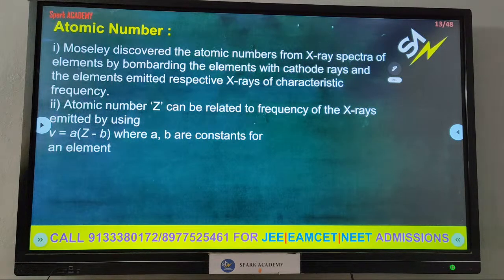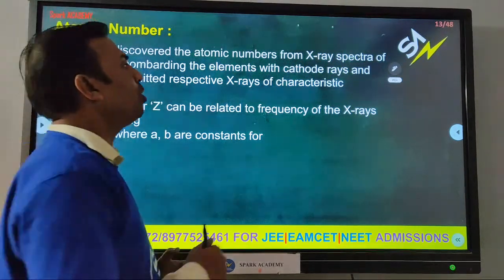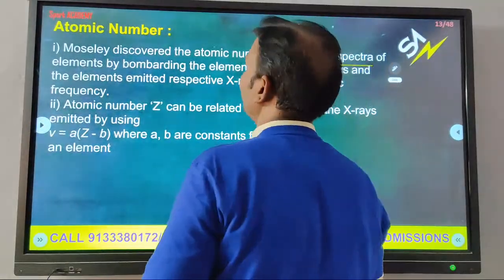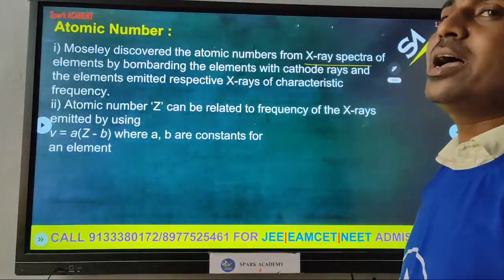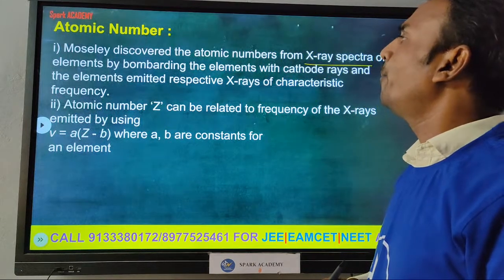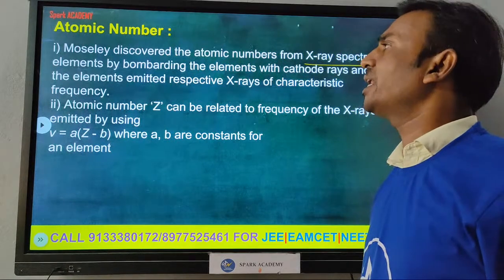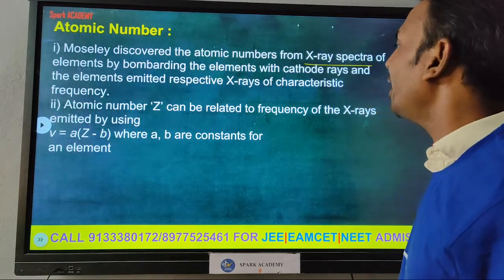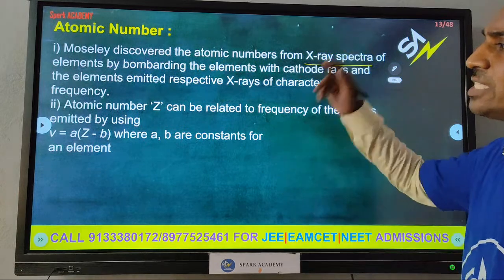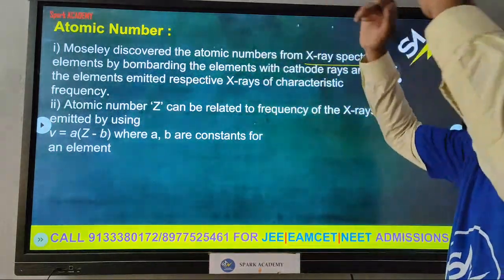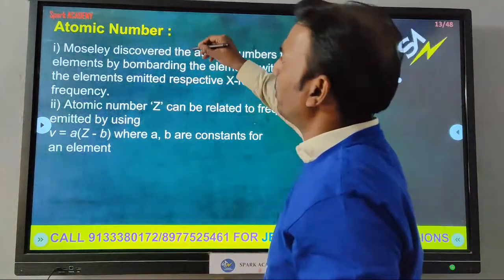Next after Mendeleev's periodic table, after learning its demerits, the scientist Moseley started work on the X-ray spectrum. The spectrum is the structure of the chemical. In that, he bombarded elements with cathode rays, and they emitted X-rays, and they showed frequency. At the same time, he predicted the atomic number.